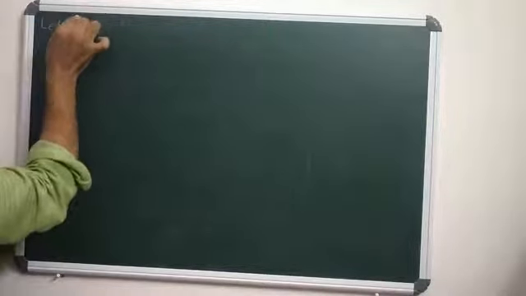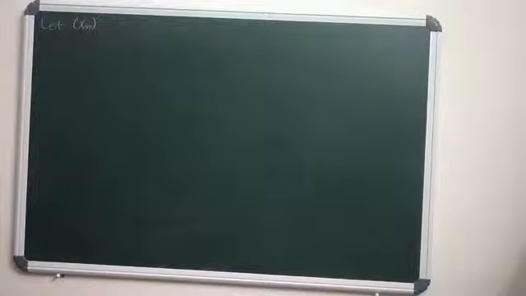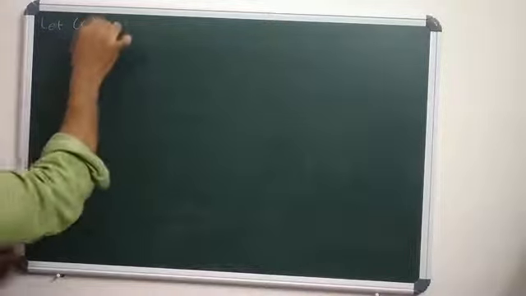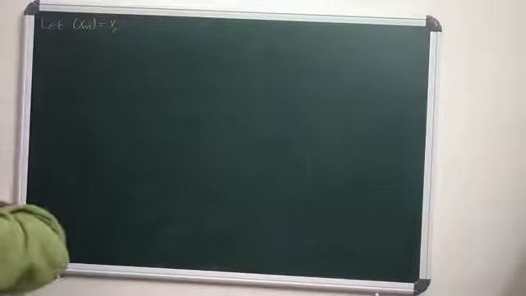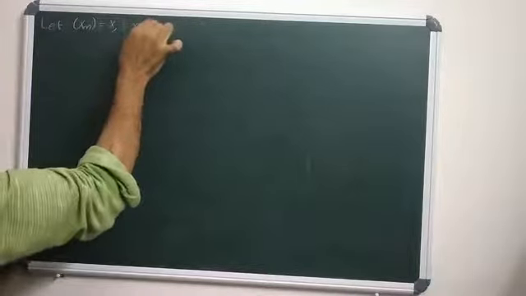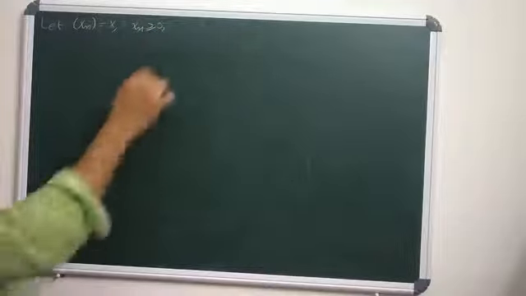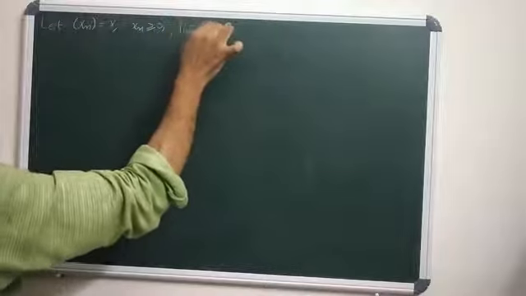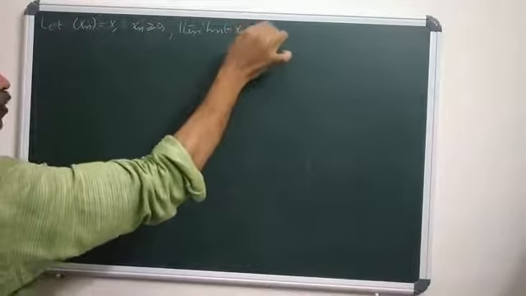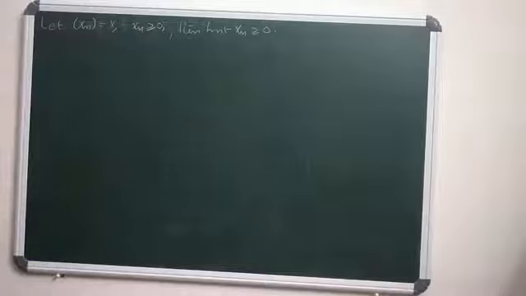Now, let xn be a convergent sequence of real numbers with xn greater than or equal to 0. Then limit xn is also greater than or equal to 0. That is, if xn is a sequence of real numbers and xn is greater than or equal to 0, then limit xn is also greater than or equal to 0.